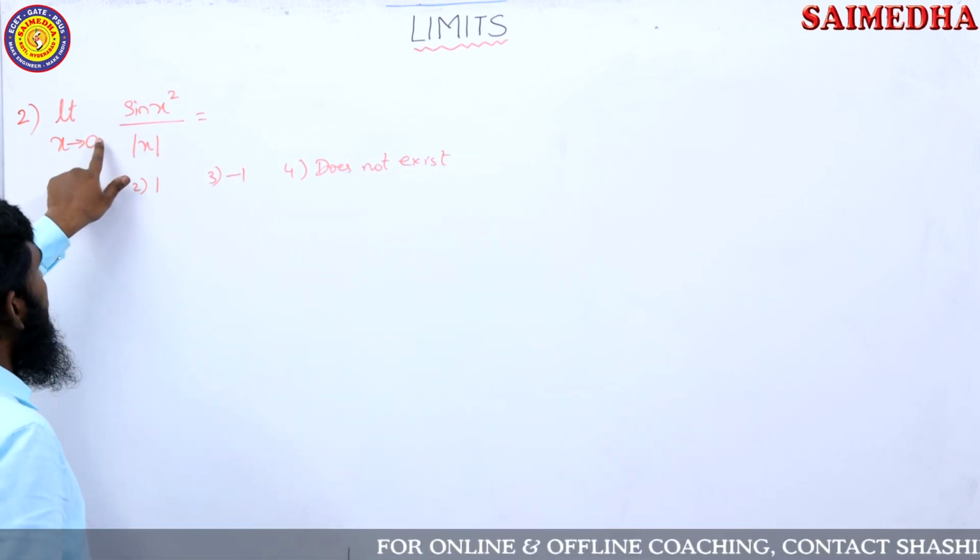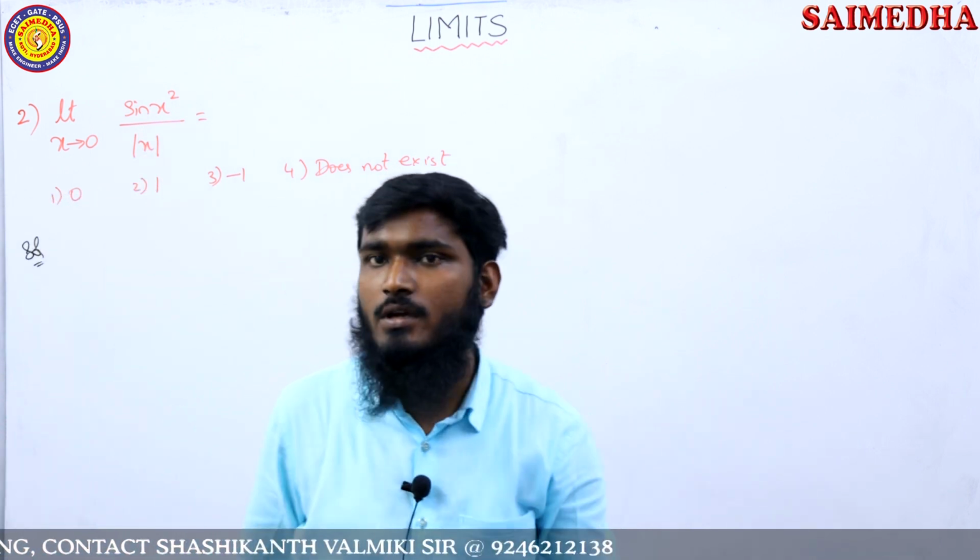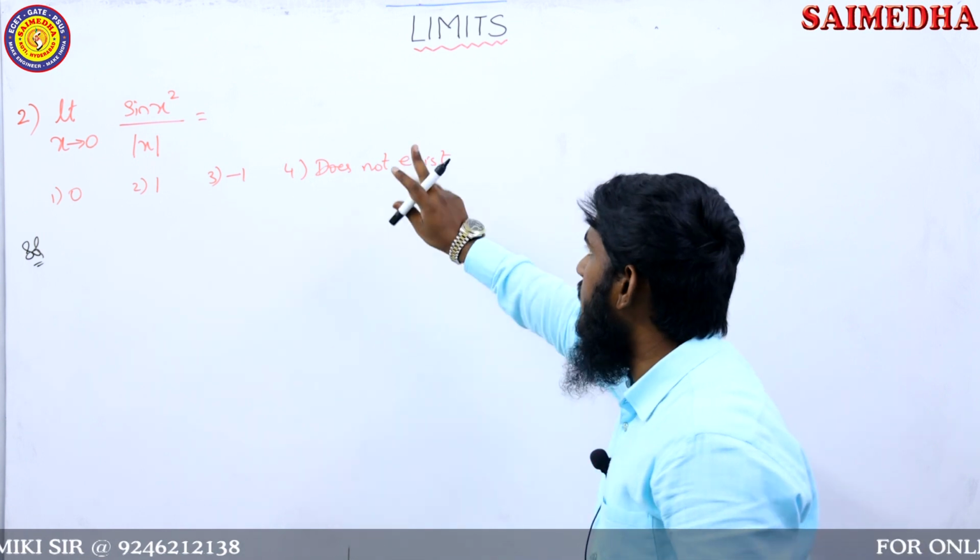It is limit x tends to 0, sin x square divided by mod x, equals to? What are the options given over here? The options are 0, 1, minus 1, does not exist.